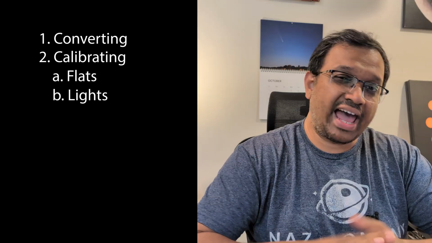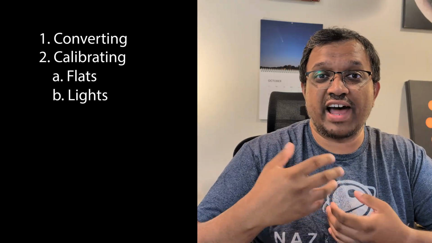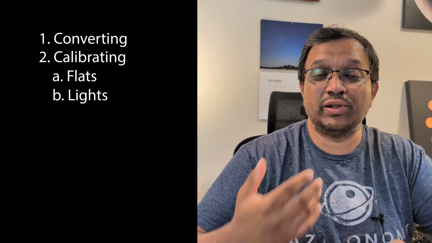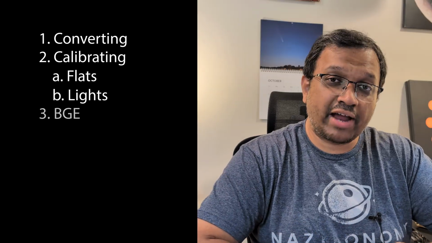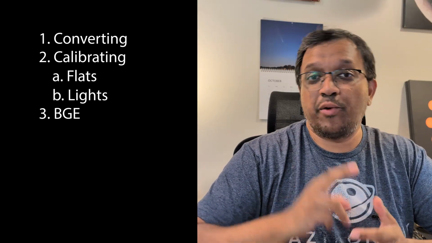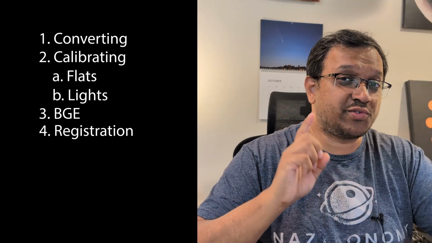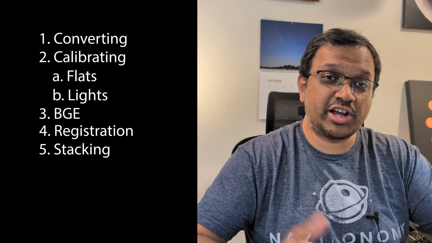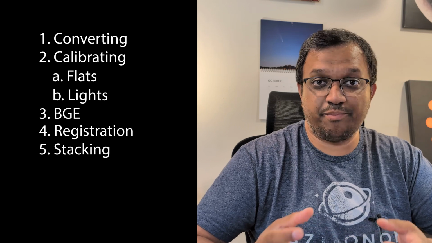And those manual steps include converting your images, calibrating your frames, which has sub-steps of calibrating your flats with biases and calibrating your lights with darks and flats, doing a background extraction on each of those frames, and registering images twice, once for the stars and once for the comet, and then stacking your images, stretching them, and then combining them all into one masterpiece.